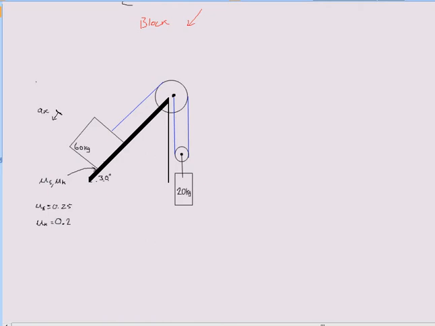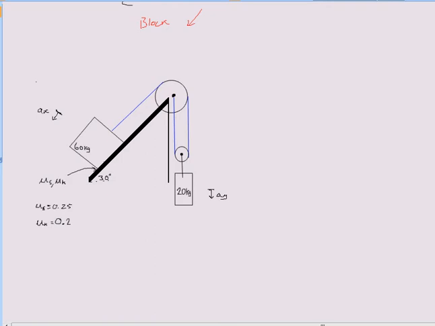And we can't assume that this block is going to be accelerating upwards at the same rate. In fact, we'll need to calculate that. But we'll just call this acceleration downwards. We'll say this 20 kilogram block is just going to move downwards at an acceleration of ay. And in order to equate ay and ax, here's an interesting little trick.